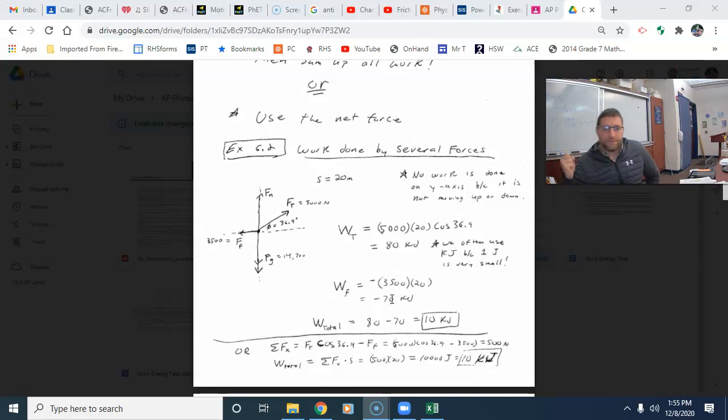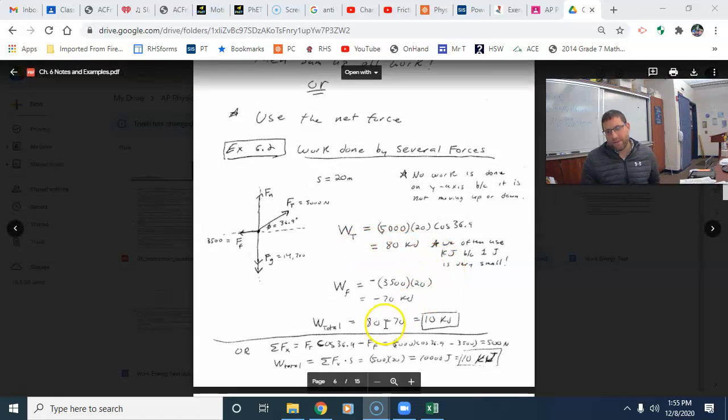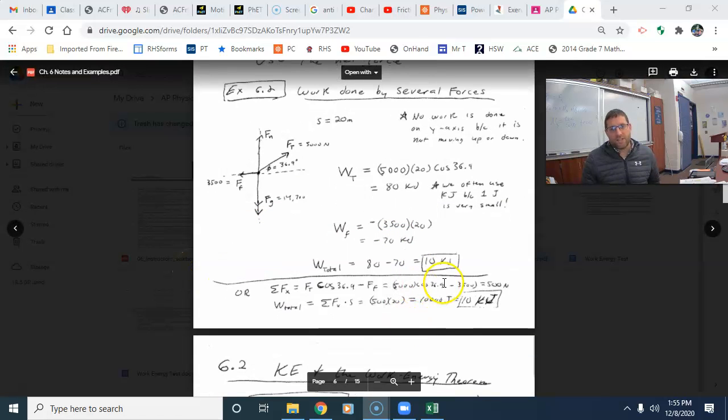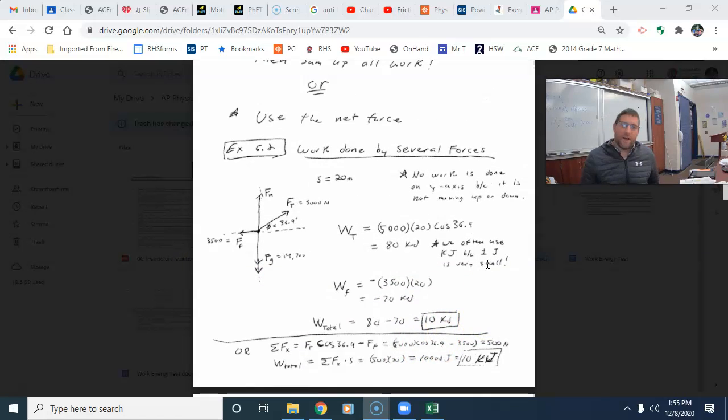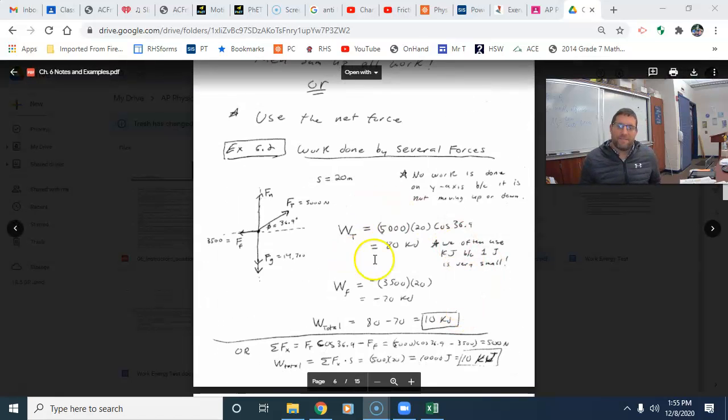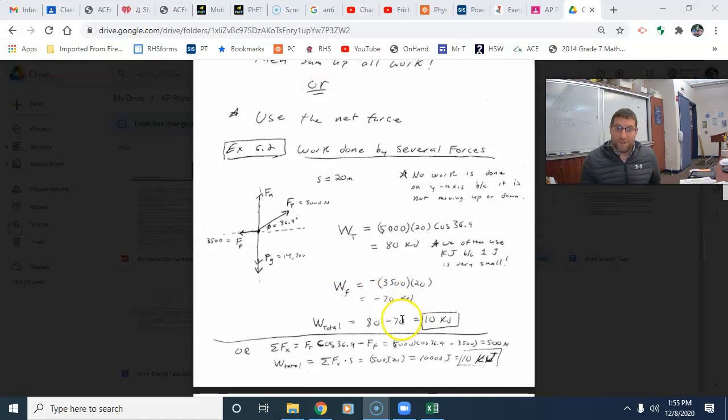At least not easily. But anyways, the tractor does 80 kilojoules of positive work, puts energy into the sled. That's what that means. Friction takes energy out of the sled system sliding along the floor. And the total, as asked, is 10 kilojoules. So we found the total work in this example by finding all the individual works and simply totaling them up.